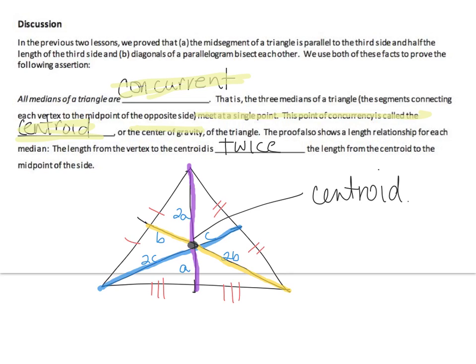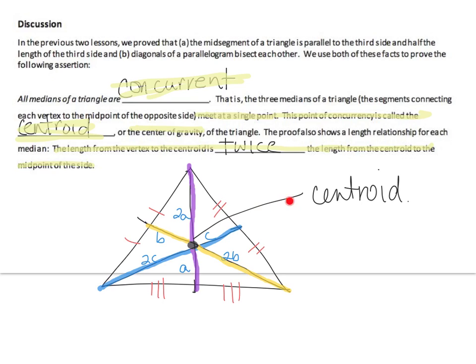The proof also shows a length relationship for each median. The length from the vertex to the centroid is twice the length from the centroid to the midpoint of the side. So let's look at this right here. A median is a line drawn from the vertex to the midpoint of the opposite side. This is the midpoint because these 2 segments are equal. Vertex to midpoint, these segments are equal. Vertex to the midpoint, these 2 segments are equal.